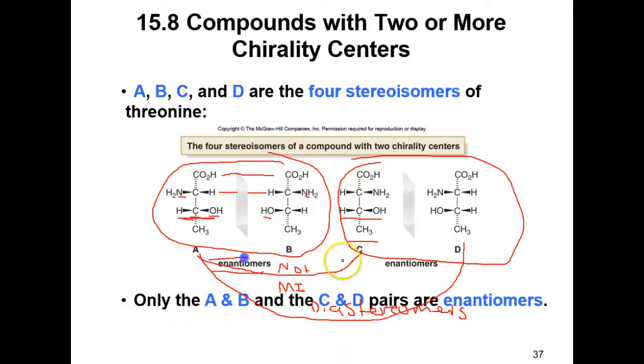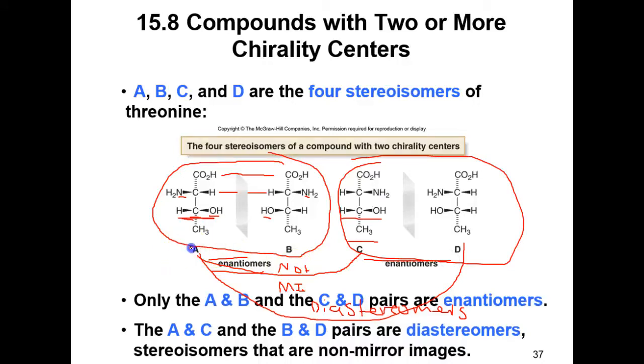So A and B, and C and D are enantiomers, but A and C, and B and D are what's called diastereomers. Okay, actually it's A, C, A and D are diastereomers. B and C and B and D are diastereomers. So you've got enantiomers, which are mirror images, not superimposable. Diastereomers are non-mirror images, so obviously they're not superimposable, but they are still the same compound.